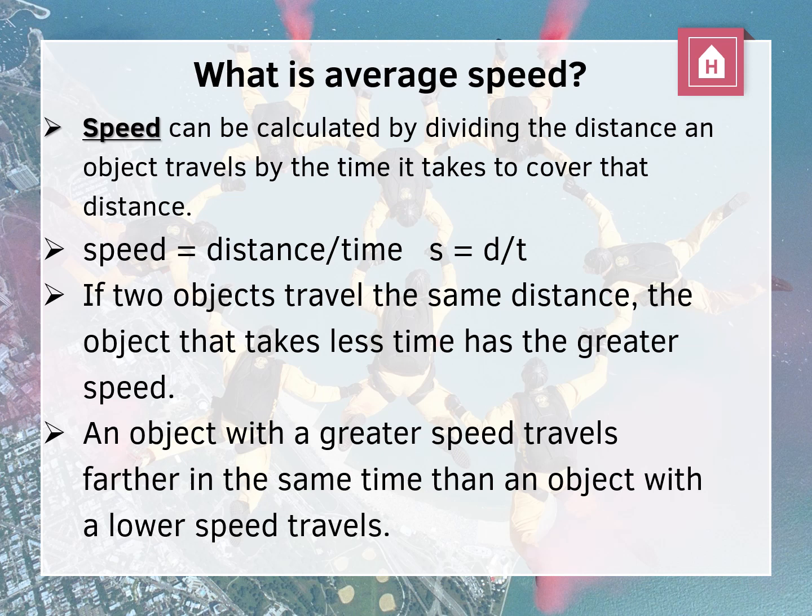So when we want to calculate the speed, speed equals distance over time. If two objects travel the same distance, the object that takes less time has the greater speed. So there is an inverse proportion between speed and time. An object with greater speed travels farther in the same time than an object with slower speed.